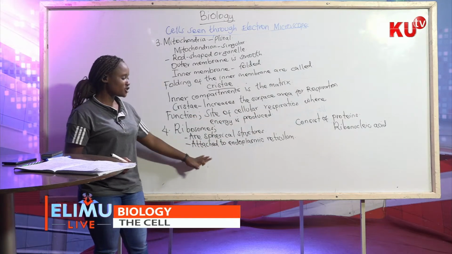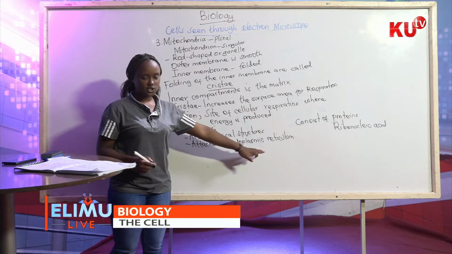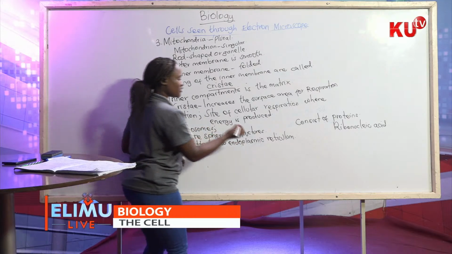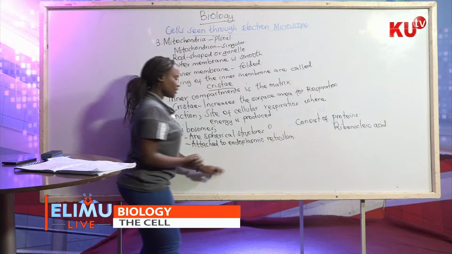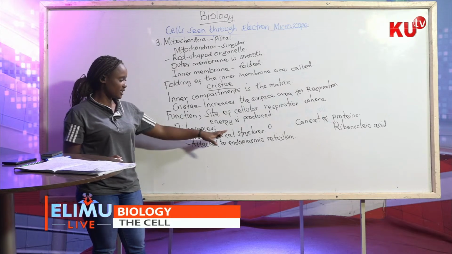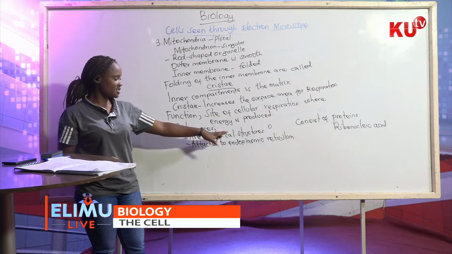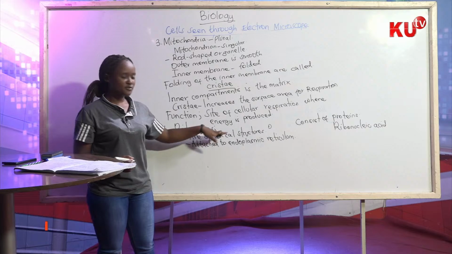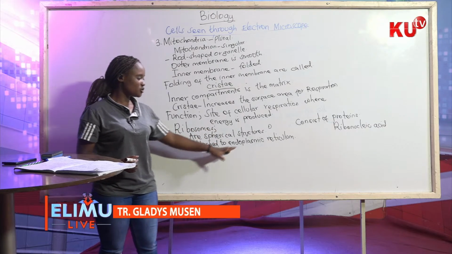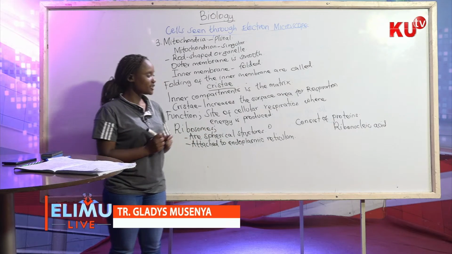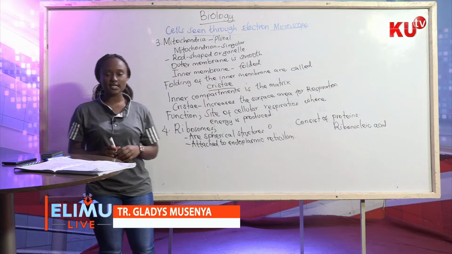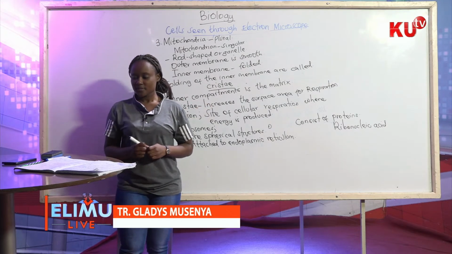It is attached to endoplasmic reticulum. They are spherical in shape. They are spherical structures, which means they are spherical in shape. And then attached to endoplasmic reticulum, it consists of proteins and ribonucleic acid.